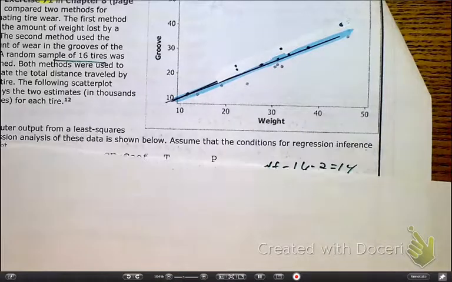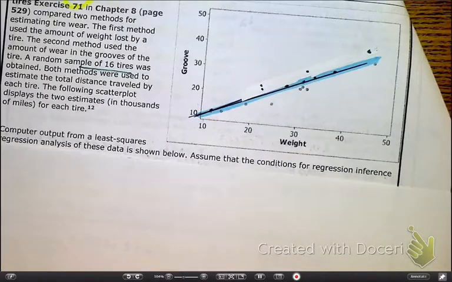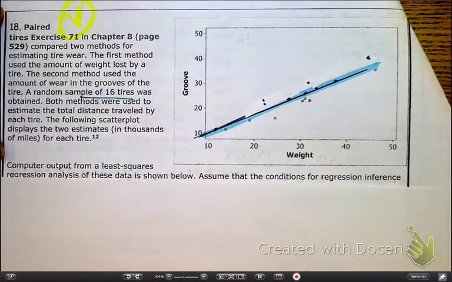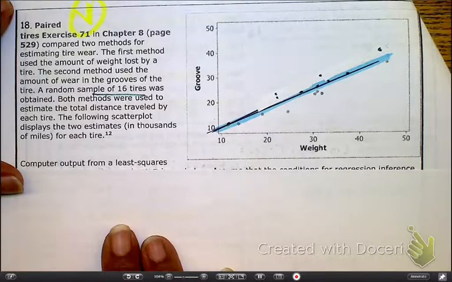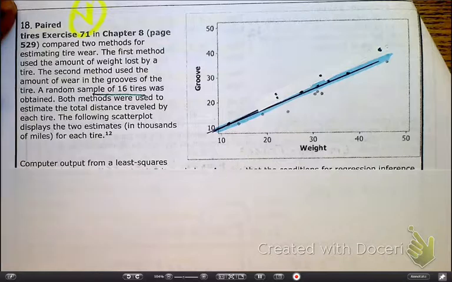Make sure this is in your calculator. Speaking of problems that are difficult, problem number 6, I'm on page 10 of our notes, and we are talking about two methods of comparing the estimated wear on tires. So please read that scenario.